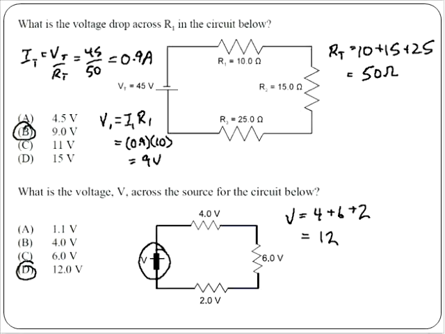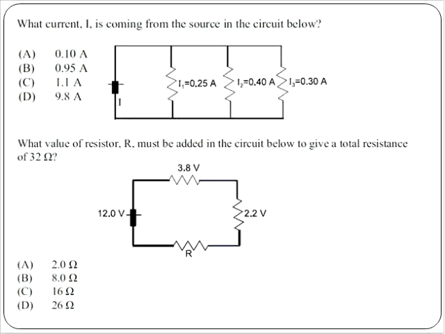12.0 volts, because when you add, it's the least number of decimal places, and they all had one decimal place. So you should call it 12.0. Anyway, that's it. That's all you got to do. Kirchhoff's voltage rule for a series circuit. Let's try this one. This is Kirchhoff's current rule for a parallel circuit.